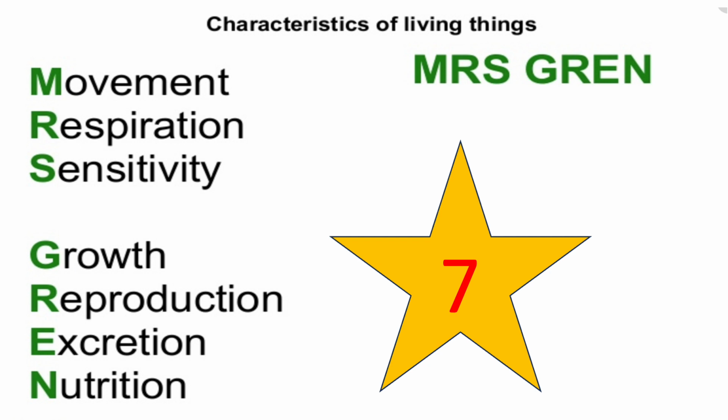There are 7 such characteristics of a living thing. We use an acronym, Mrs Gren, to remember their names. Here each letter stands for the name of that characteristic. For example, M stands for movement, R for respiration, S for sensitivity, G for growth, R for reproduction, E for excretion, and N for nutrition.